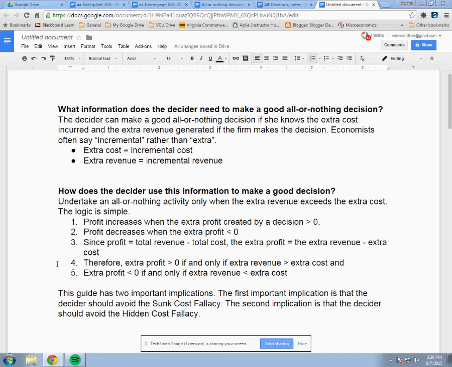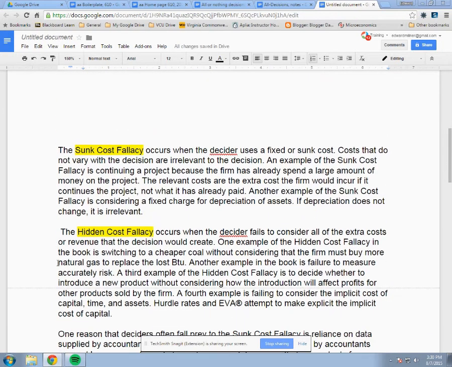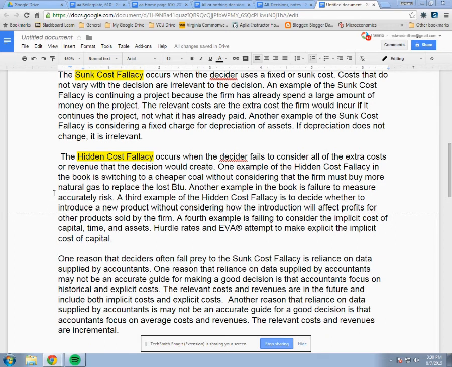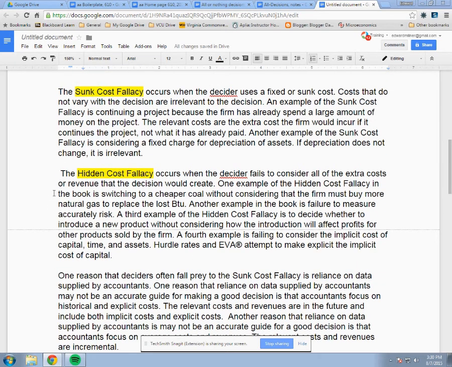This guide has two important implications. The first important implication is that the decider should avoid the sunk cost fallacy. The second implication is that the decider should avoid the hidden cost fallacy. The sunk cost fallacy occurs when the decider considers a fixed or sunk cost when making the decision. Costs that do not vary with the decision are irrelevant to the decision.